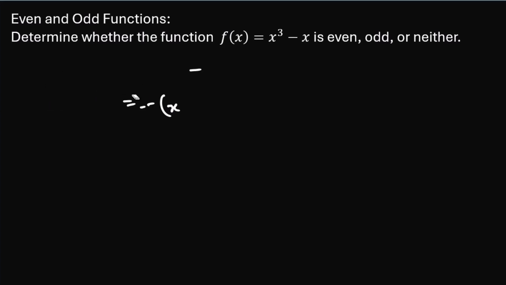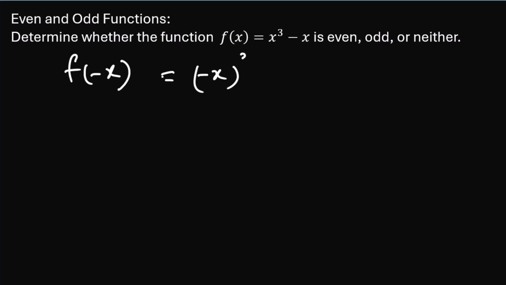After that we need to calculate the function. So the first step is f of minus x. We need to consider the negative x, and replace x with the negative x. So here we will get negative x to the power 3, and then minus times minus equals plus, so positive x.